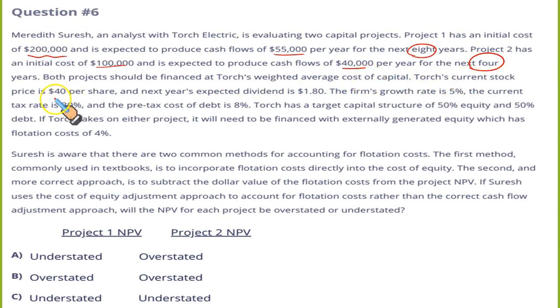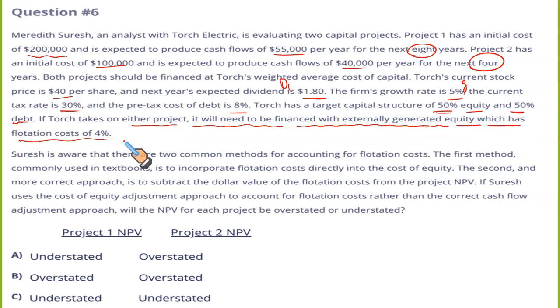Torch's current stock price is 40 and next year's expected dividend is 1.80. Dividend discount model, this is D1. The firm's growth rate is 5%, that is g. The current tax rate is 30%. The pre-tax cost of debt is 8%. Torch has a target capital structure, TCS, of 50% equity, 50% debt. If Torch takes on either project, it will need to be financed with externally generated equity, which has a flotation cost of 4%. So the money will come from issuance of equity and the flotation cost is 4%.